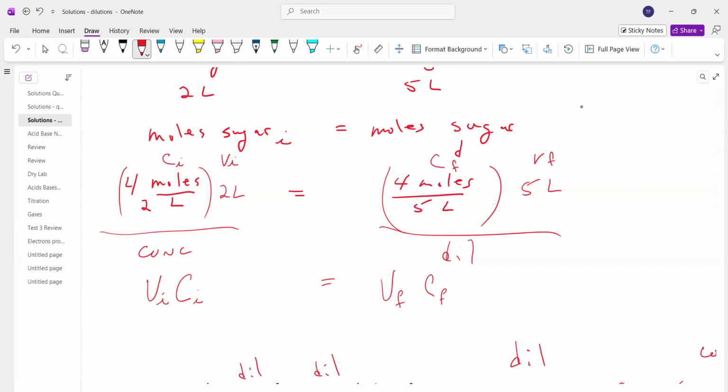4. So that means I have to give you 3 of those bits of information. It could be initial volume, final volume, and initial concentration, and then you can calculate final concentration. Or if you know final concentration and the 2 volumes, you can calculate initial concentration. Okay? So know this relationship.